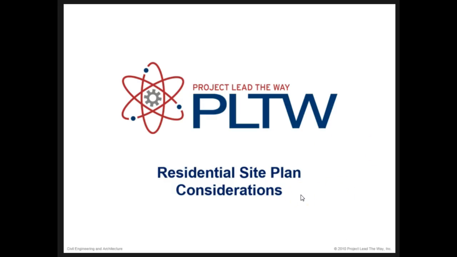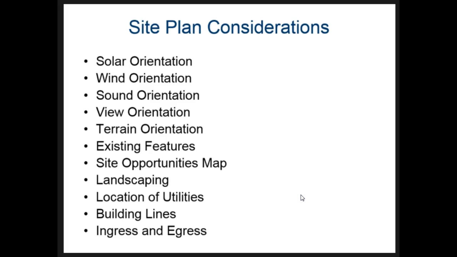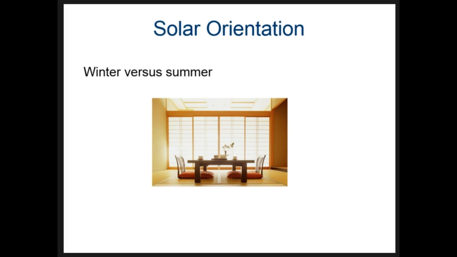We're going to talk about residential site plan considerations, and these are some of the things we're going to think about. We're talking about different orientations, so how we're going to put our building on the site, and the site means the piece of land that we're actually putting our building on. First, we need to consider the sun and what way it's coming in both the winter and the summer.